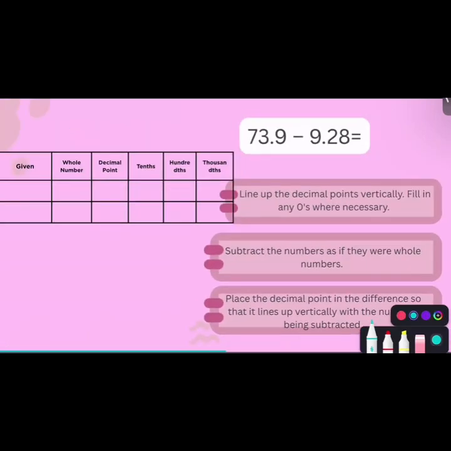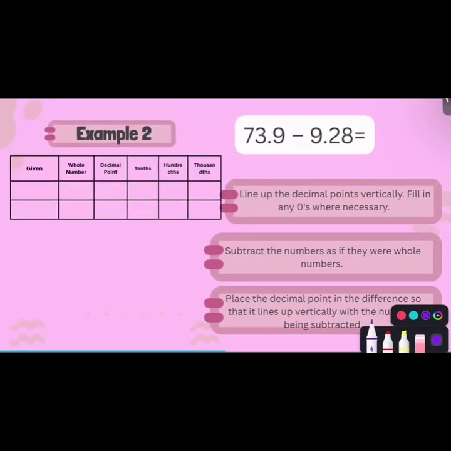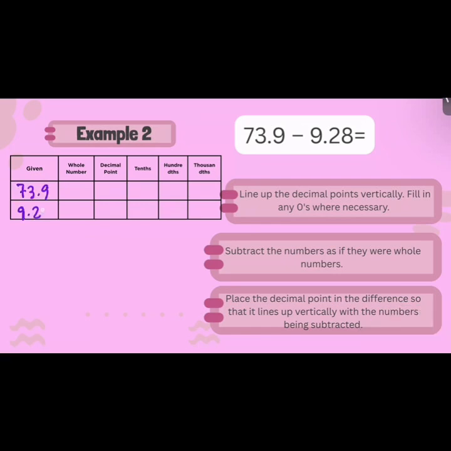For our example number 2, we have 73 and 9 tenths minus 9 and 28 hundredths. So now, let's proceed with our given. Write our given: 73 and 9 tenths, and 9 and 28 hundredths. Let's write the whole number, which is 73, decimal point, tenths is 9. Next, to our subtrahend, the whole number is 9. Copy the decimal point, and our tenths is 2, hundredths is 8.